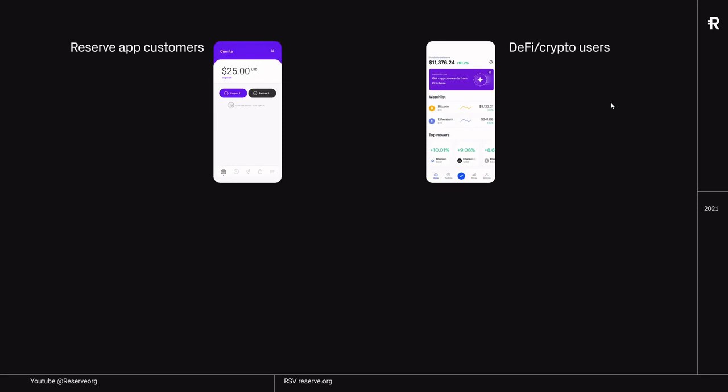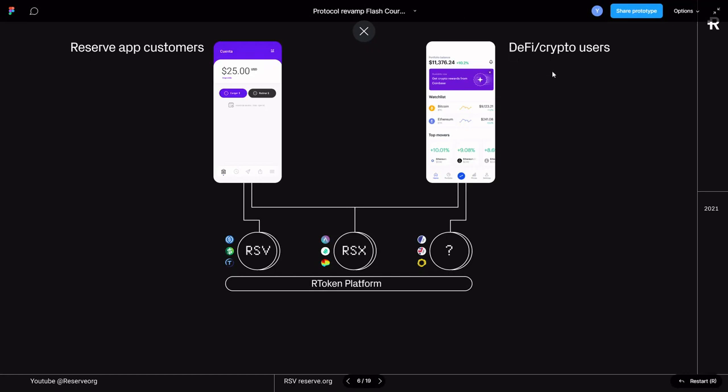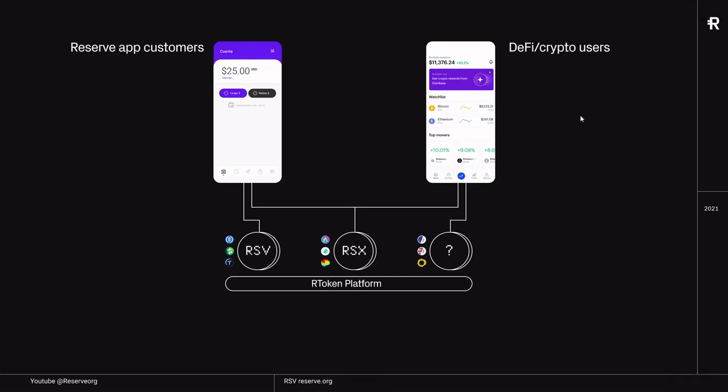And these customers rely on the RToken platform that we discussed in the first episode of this series. The RToken platform basically is a platform that generates multiple stablecoins, which can then be used by our customers. For the Reserve app customers, that means being able to save money at a stable value and being able to purchase goods or services through the app with a stablecoin. For the DeFi crypto users, that means, for example, de-risking from volatile crypto trading through a stablecoin, or it could mean generating some extra APY on DeFi protocols.